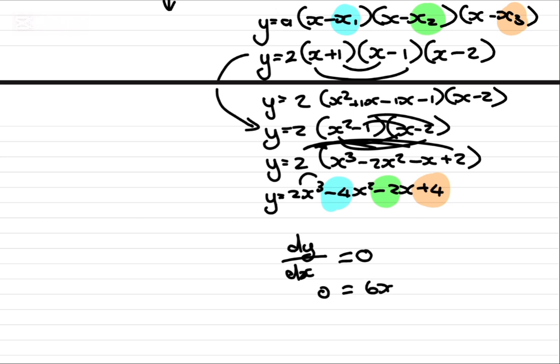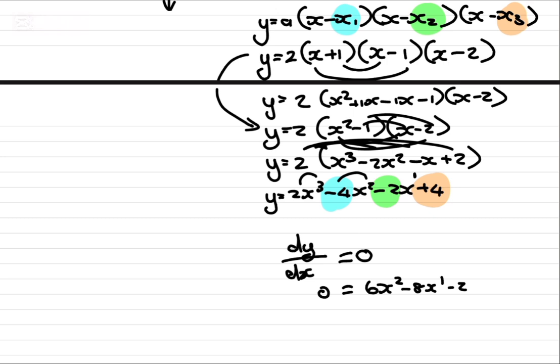So this becomes 6x squared, minus 1 from your exponents. The 2 times the exponent times the coefficient, minus 8x. Subtract one of the exponents. And then this x has a 1 exponent. So this becomes just negative 2.